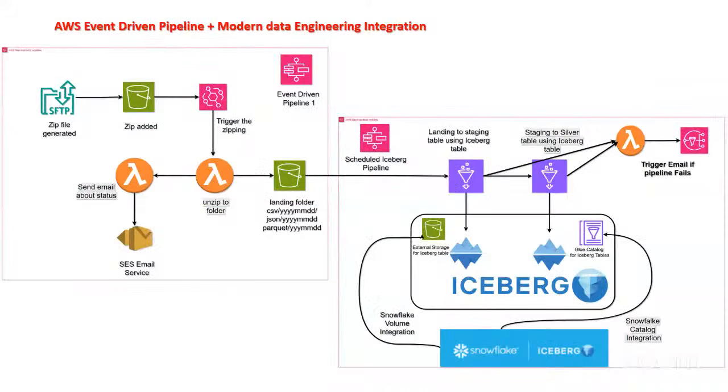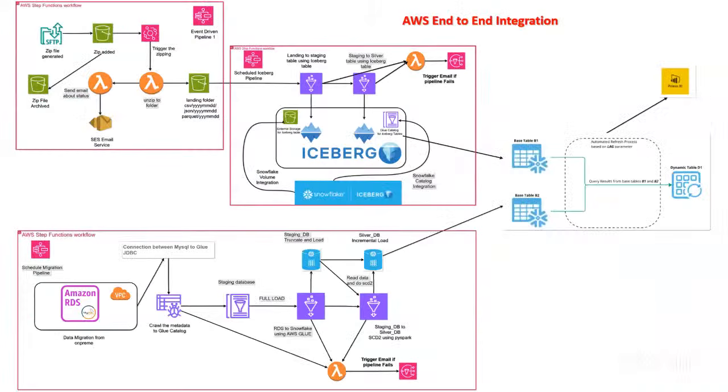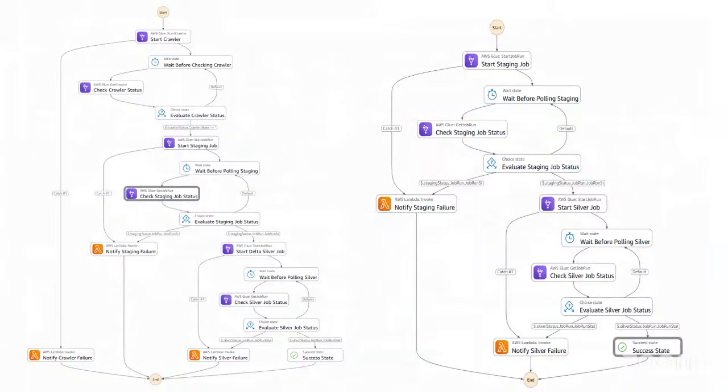And once we come to AWS, we'll be building more than 10 pipelines and a big project where you can build everything end-to-end using Iceberg, data migration, everything we'll do. And this will be the project which we'll build using AI.